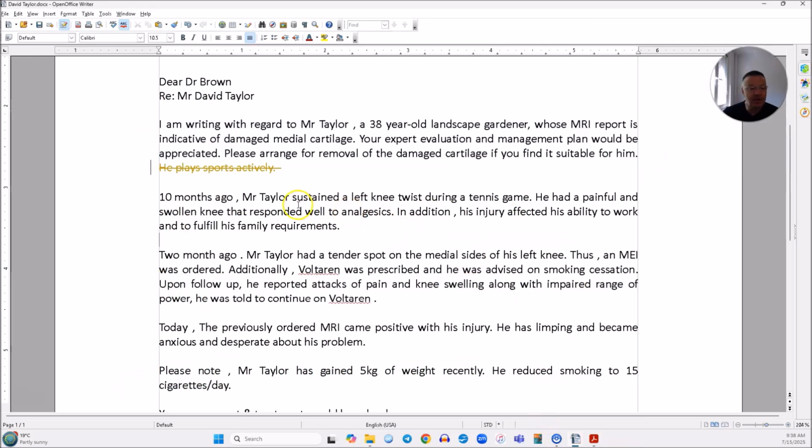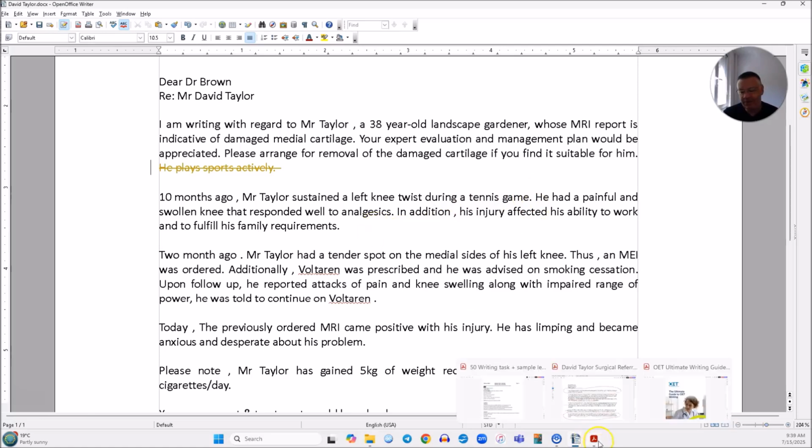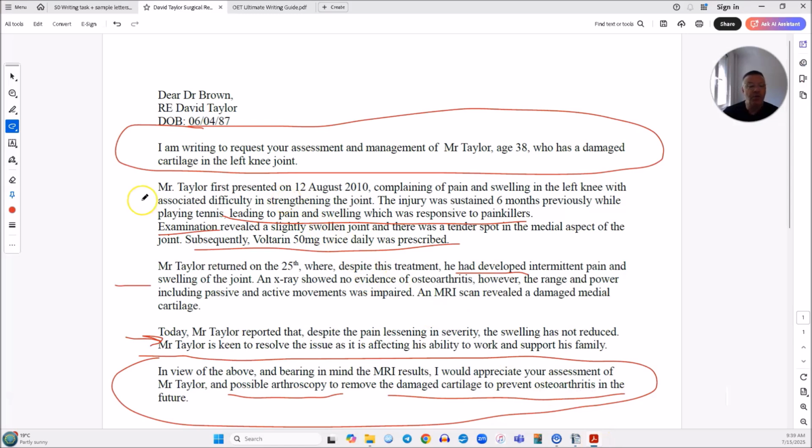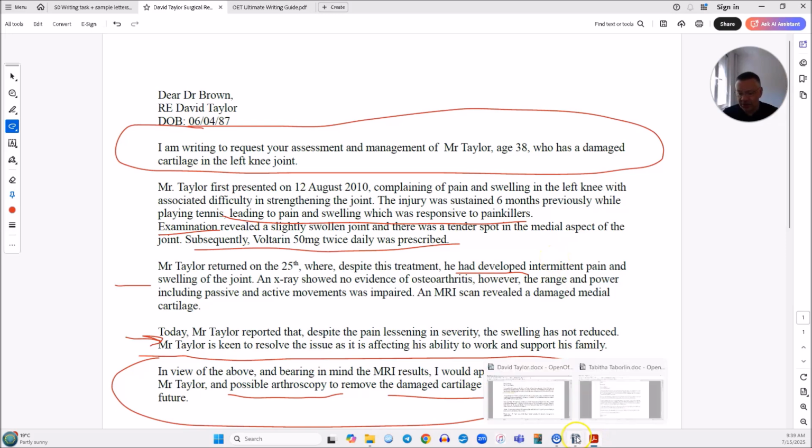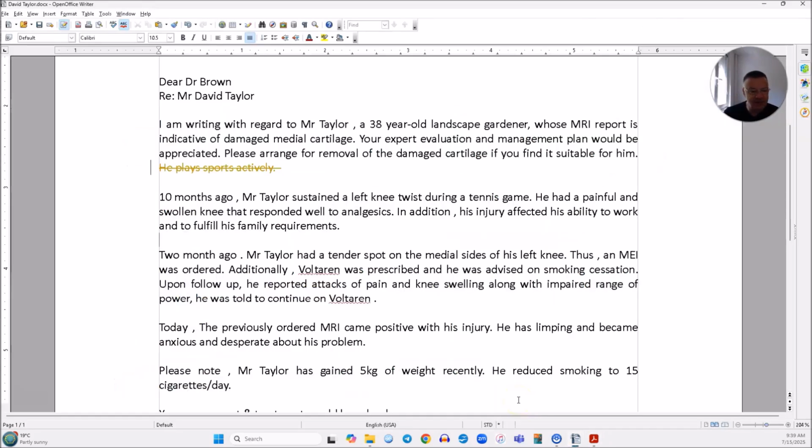Ten months ago, I think he twisted it in a tennis game, the painter's one. So you've got 3 sentences there. You don't really need that. Look, what did he first present with? So: presenting complaint, what you found, examination, test results, what action you took. That's what you need every time.